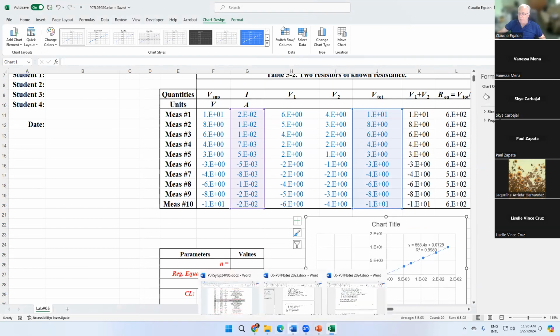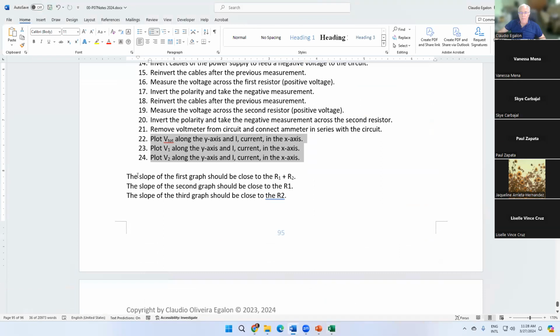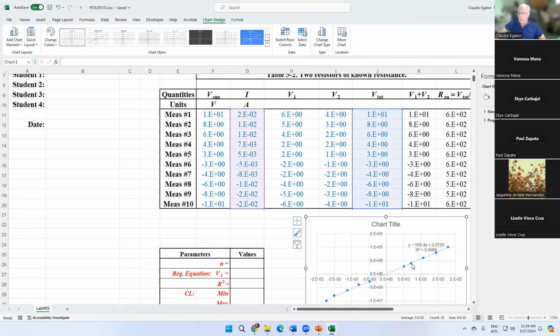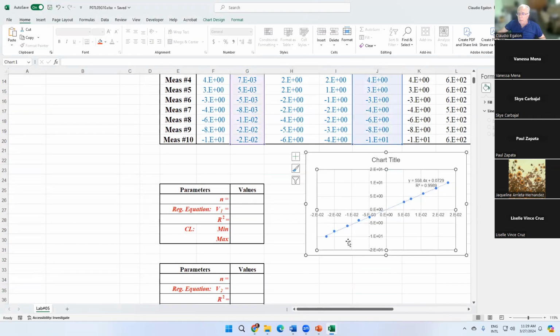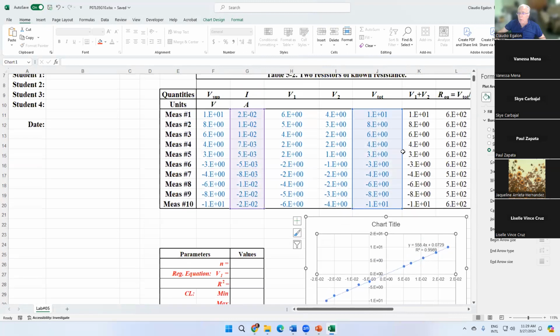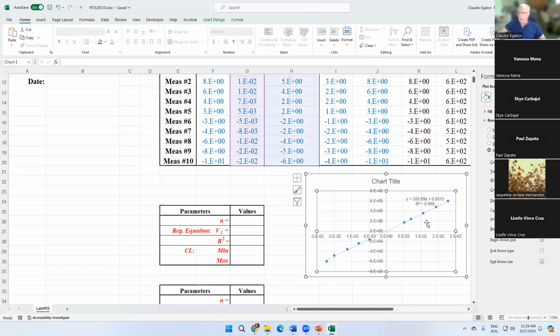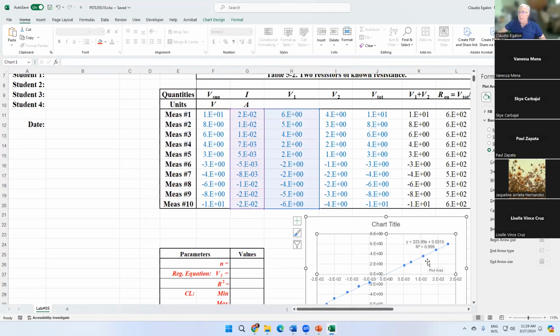Then, which other? V1 and I. Okay, I will change this graph here to V1 and I. V1, I, just click and drag to V1. Here you go. Now we get a different slope, right? And then we do that for V2 as well. 3 graphs.